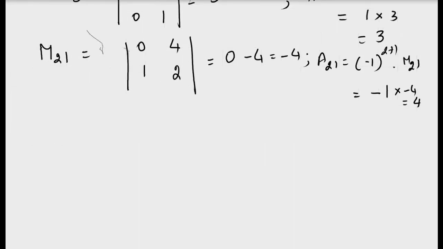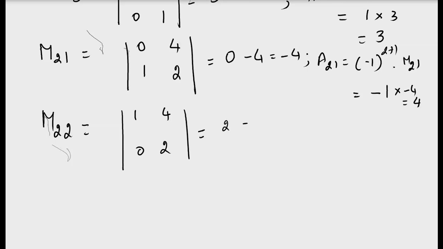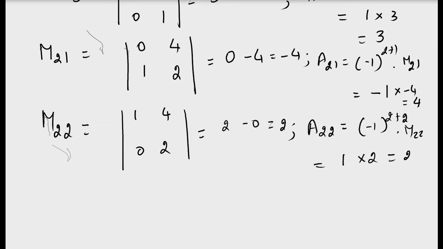Next, let us go to M22. Now we will have to leave the second row and the second column. So you will be left with 1, 4, 0, 2, which is 2 minus 0, which is equal to 2. Now A22 is equal to minus 1 to the power of 2 plus 2 into M22, which is equal to 1 into 2, which is equal to 2.